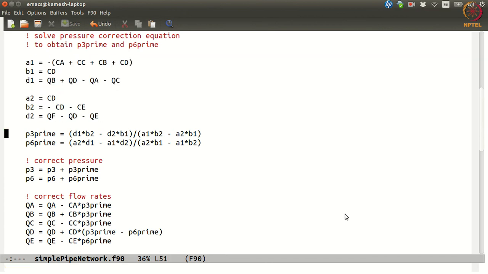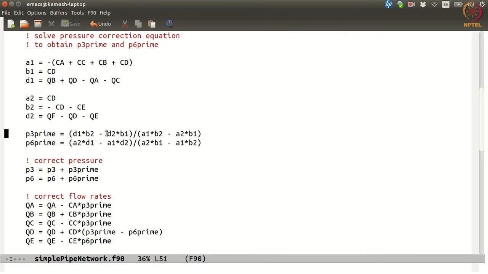I can write what is P3 prime in terms of these coefficients. So I would just eliminate the variables and calculate this as d1 b2 minus d2 b1 by a1 b2 minus a2 b1. That gives me what is p3 prime. Similarly, I can write down what is p6 prime as a2 d1 minus a1 d2 upon a2 b1 minus a1 b2.